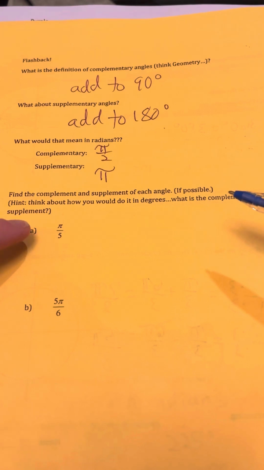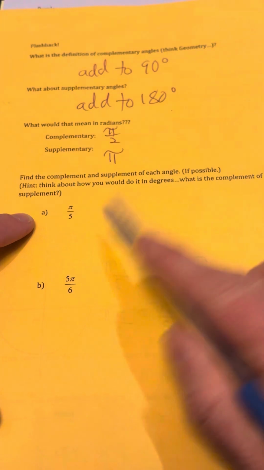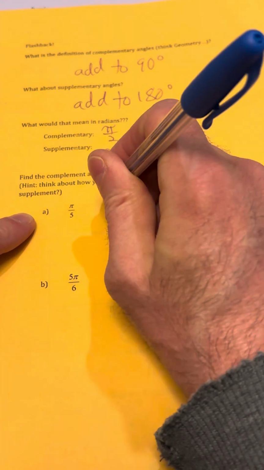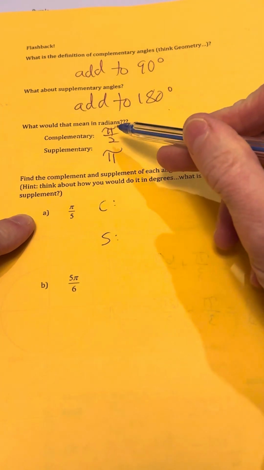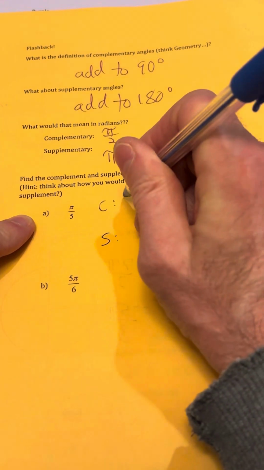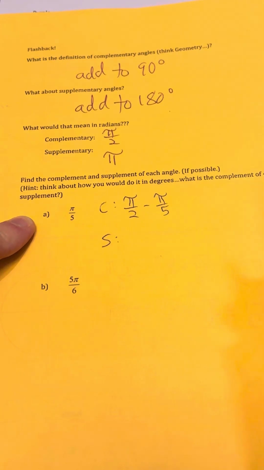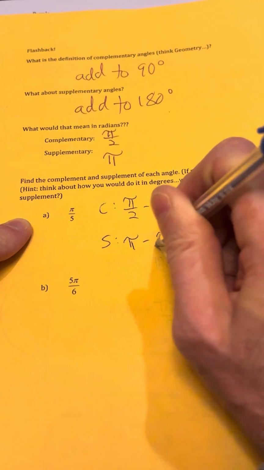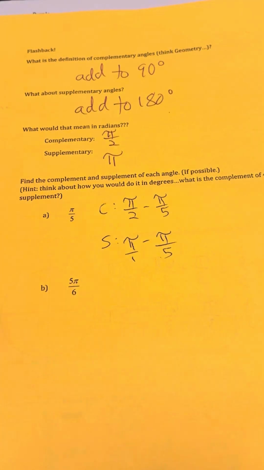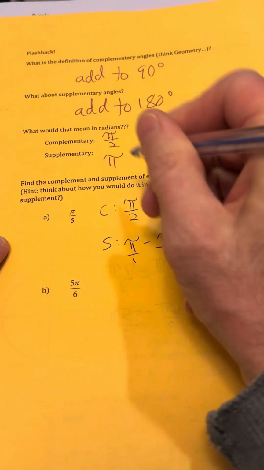So working with the value pi over 5 and then also 5 pi over 6. For pi over 5, we'll do both the complement and the supplement. I like to start out with the complement: we're going to take pi over 2 and subtract pi over 5. Same thing for the supplement, pi minus pi over 5. Again, I'm going to put that over 1. For both of these, we are going to need common denominators.